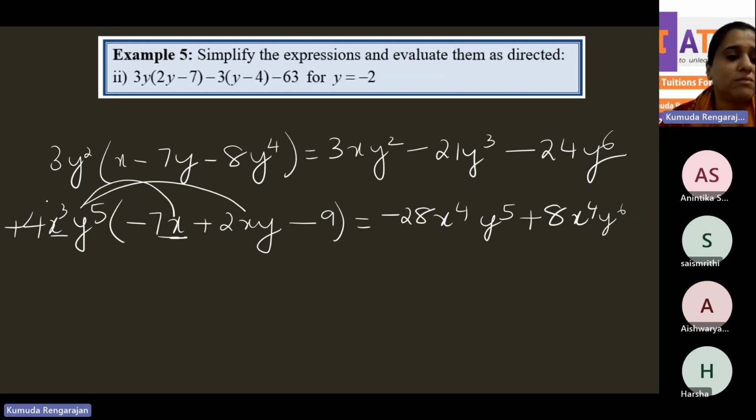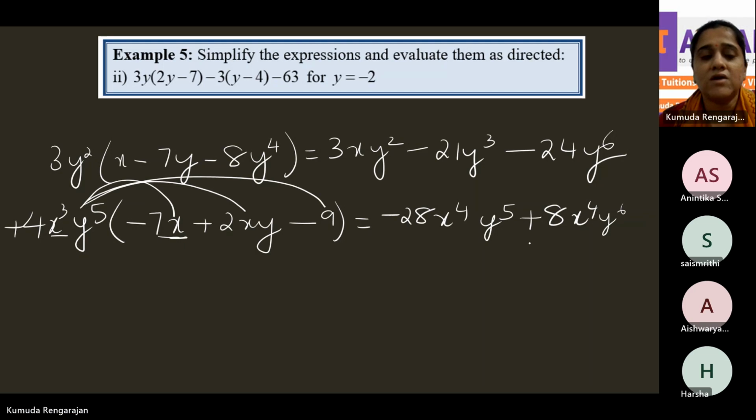Last term. Multiply this one with minus 9. What do you get? First multiply the signs. Minus 36. Then there is no x or y here, so it will come down as it is. What is there? X cubed y to the power 5, just write it as it is.